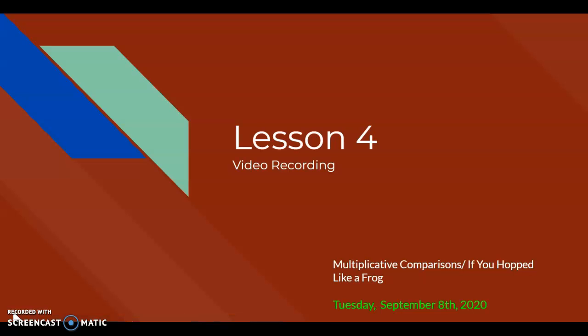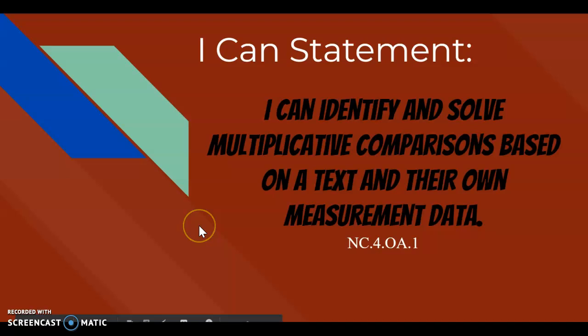Tuesday, September the 8th, our math lesson for the day is going to be lesson number 4, and the title of it is Multiplicative Comparisons. We're continuing our studies of multiplicative comparisons, and this one, if you hopped like a frog. Our I can statement for the day: I can identify and solve multiplicative comparisons based on a text and their own measurement data.